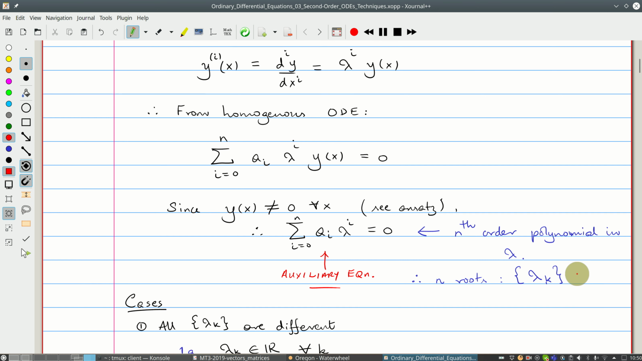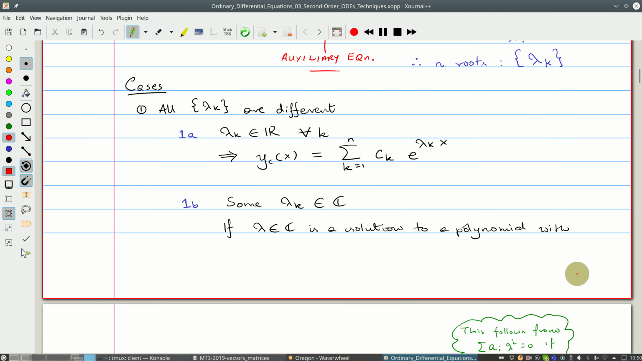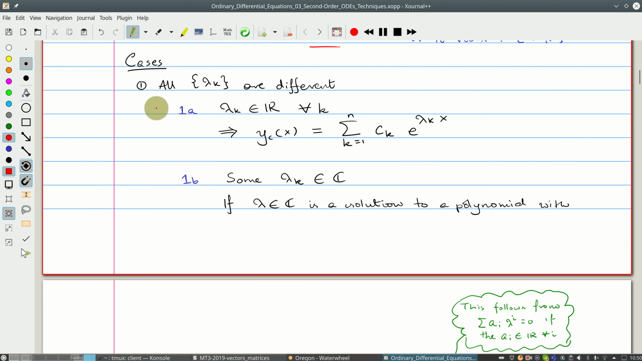So now we have a few cases. Case 1: all these lambda_k are different. There's a subcase, 1a. If these lambda_k are real for all k, then the complementary function y_c of x is given by the sum k goes from 1 to n of c_k, some constants, times e to the lambda_k x, where these lambda_k are the roots of the auxiliary equation.